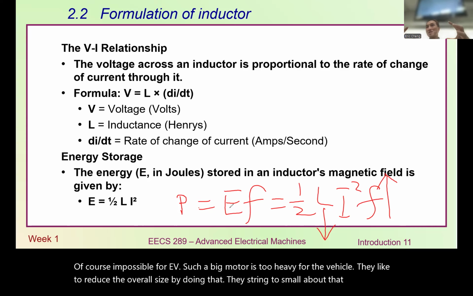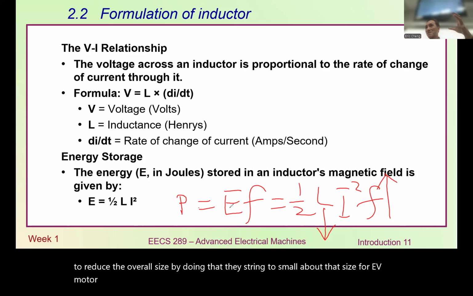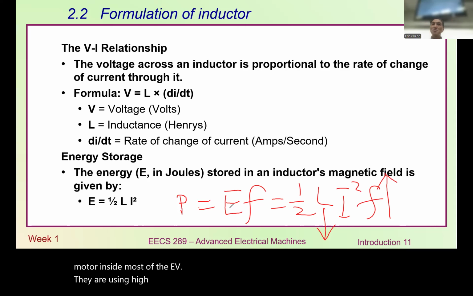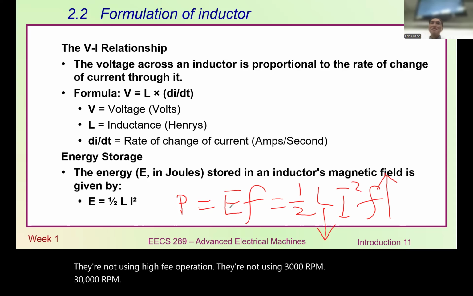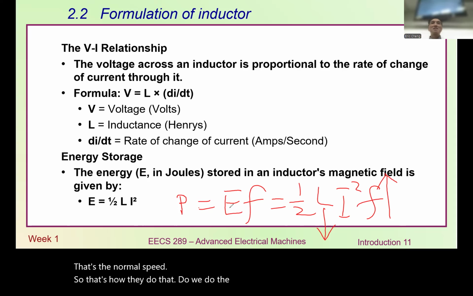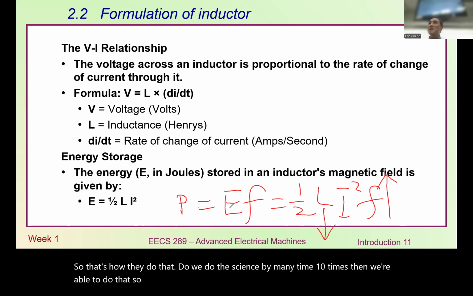For the EV motor, inside most EVs, they are using a high-speed motor. They are not using high frequency operation. They are not using 3,000 RPM, 30,000 RPM. That's the nominal speed. So that's how they reduce the size by many times, 10 times. Then we are able to do that. So that's the operation for the motor nowadays.